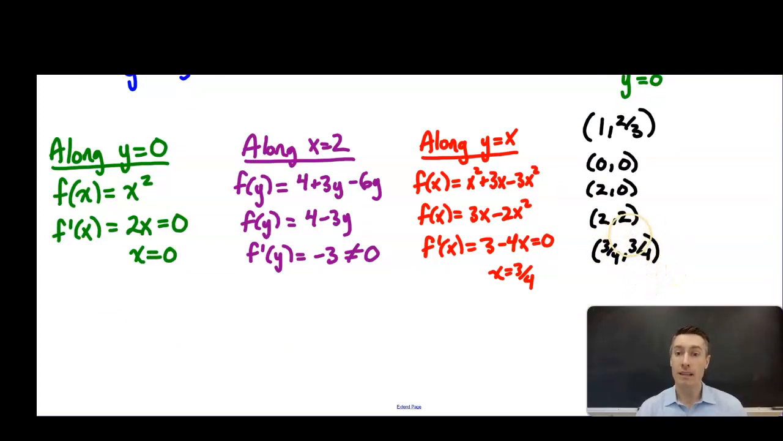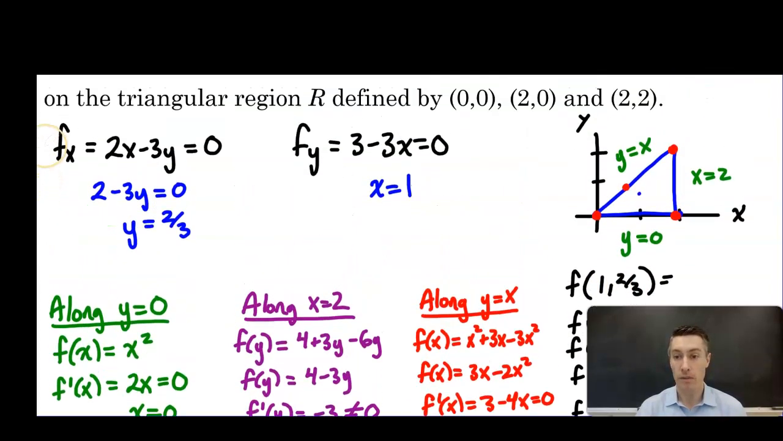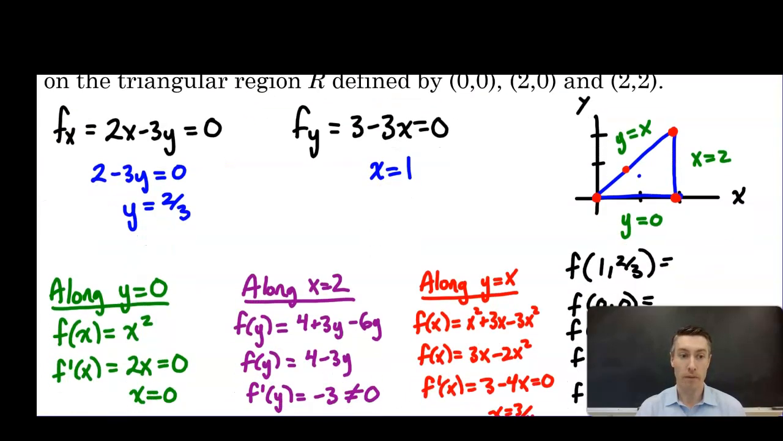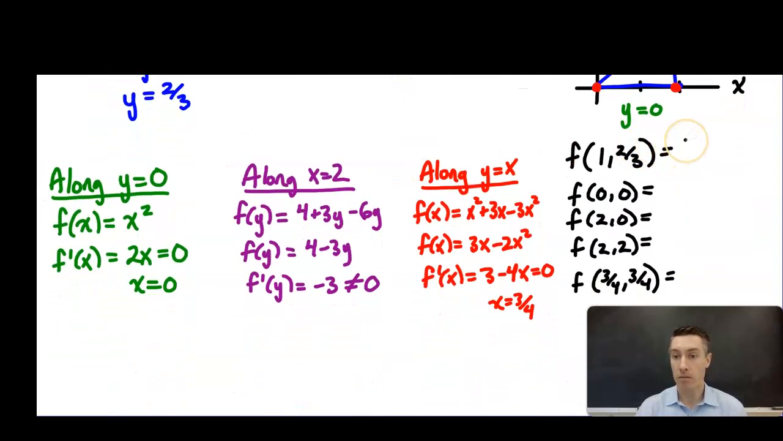Now that we have our list of potential critical points, we have to evaluate the function at each of these points. So evaluate the function at these 5 points. Right now I'm just filling in notation. So f of (1, 2/3). We go up to our function up there. So we'd have 1 plus 2, which is 3, minus 2, which is 1. And feel free to write it out. I'm just trying to save a little bit of space here.